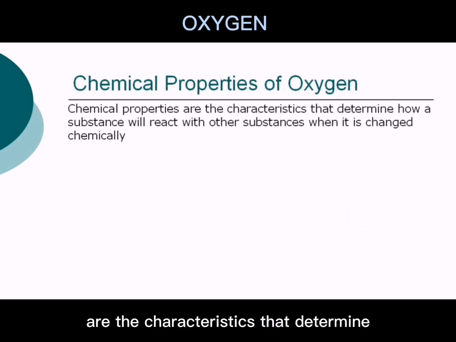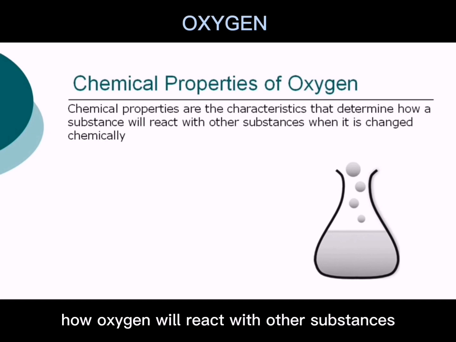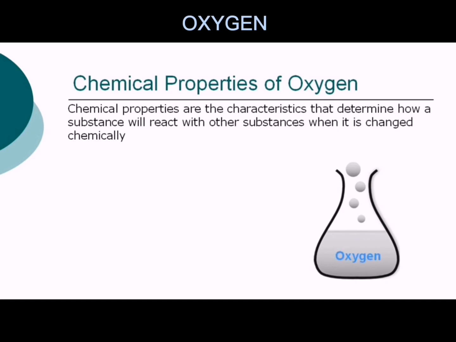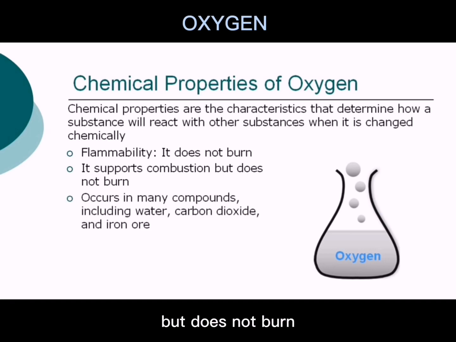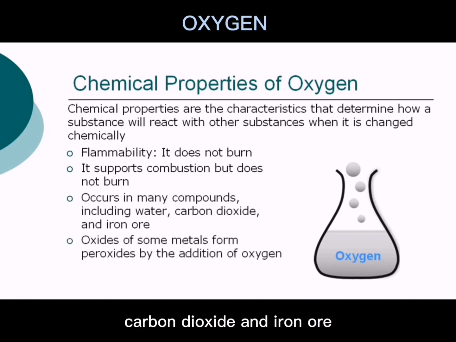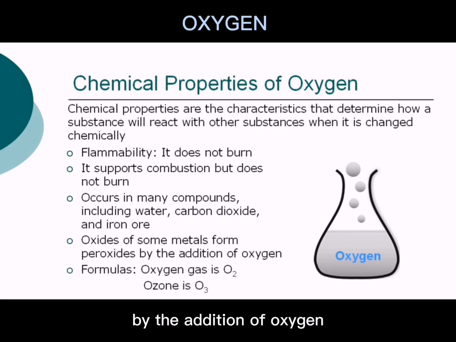Chemical properties are the characteristics that determine how oxygen will react with other substances when exchanged chemically. The chemical properties of oxygen are: flammability, it does not burn, it supports combustion but does not burn. It occurs in many compounds including water, carbon dioxide, and iron ore. Oxides of some metals form peroxides by the addition of oxygen.